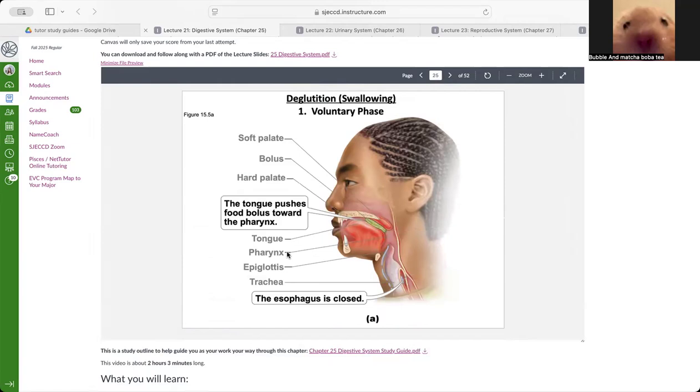So the voluntary phase is the part where you have control. You chew food, and any chunk of food that passes through your GI tract is called a bolus. The tongue pushes the food towards the pharynx, and the esophagus is closed off because the person is breathing. The glottal opening is open, and he is still breathing air down the larynx into his lungs.